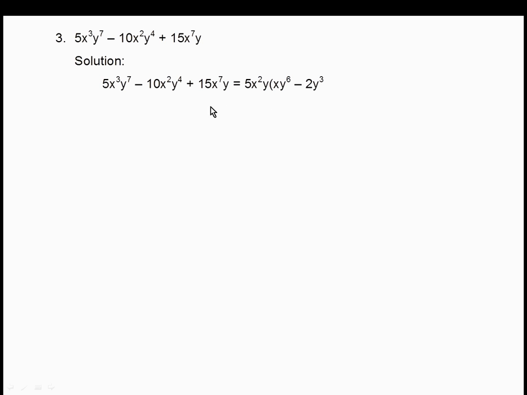Okay, for the last term, 15 divided by 5 is 3. X to the 7th divided by x squared is x to the 5th. And y divided by y is 1, so I don't have a y term. So I'm going to have 3x to the 5th. And that's our complete factorization. That's our final answer.